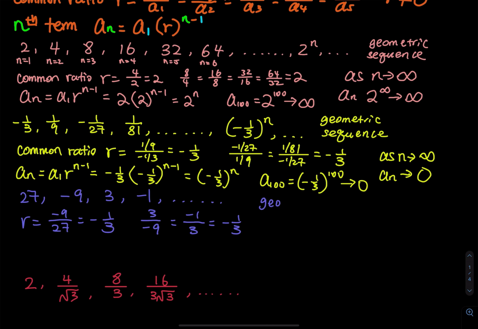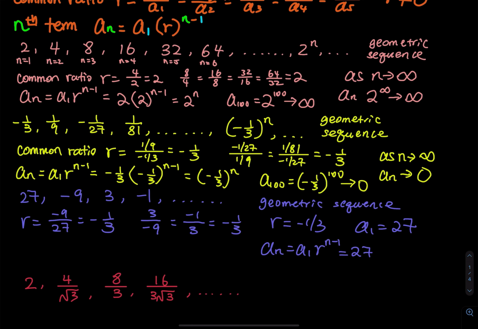So this is a geometric sequence. And the common ratio is negative 1/3. And then what else? Where is the first term? The first term is 27, right? So a1 equals 27. And then how about the nth term? The nth term is the first term, a1, times r to the n minus 1, which is 27 times the common ratio, and then n minus 1.